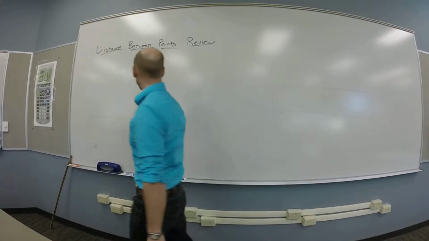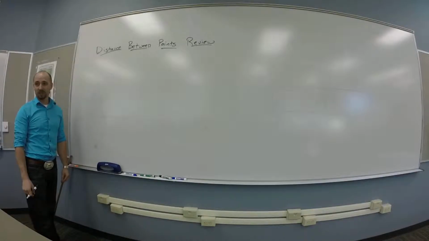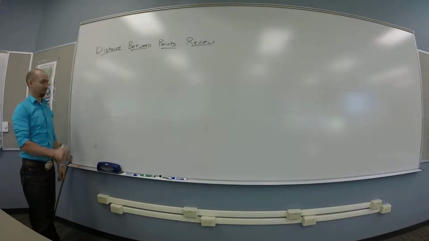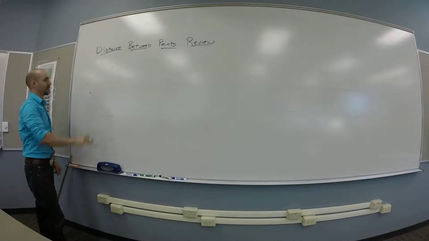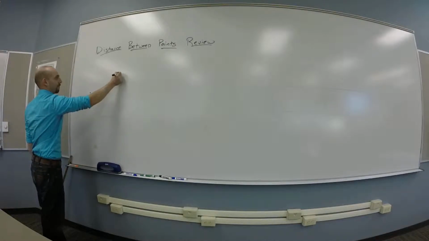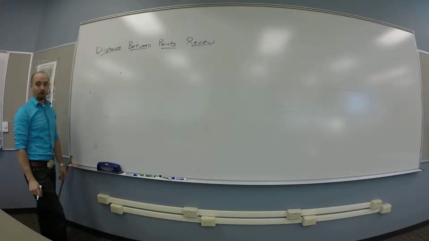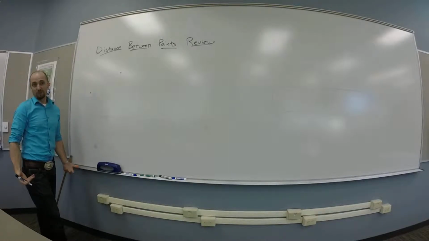So we want to review the distance between points. So maybe we should give ourselves a couple of points to start with. Okay. Like, I don't know, this one and that one, that one over there. Okay, so I should probably stick these someplace, right?